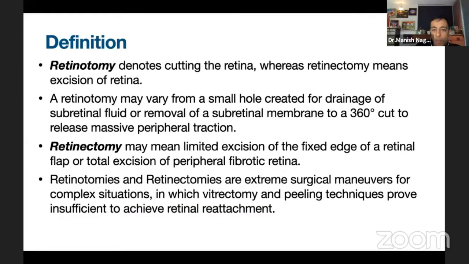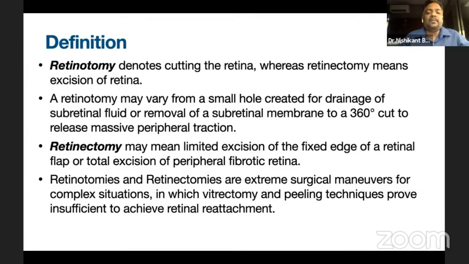My talk now is on retinotomies and retinectomies. These are very commonly used terms, and many times we use them interchangeably. But technically, a retinotomy is cutting the retina, whereas a retinectomy means excising the retina. A retinotomy can be a very small hole, like a drainage retinotomy, or a huge cut for removing a subretinal membrane, or a 360-degree cut to relieve massive peripheral traction.